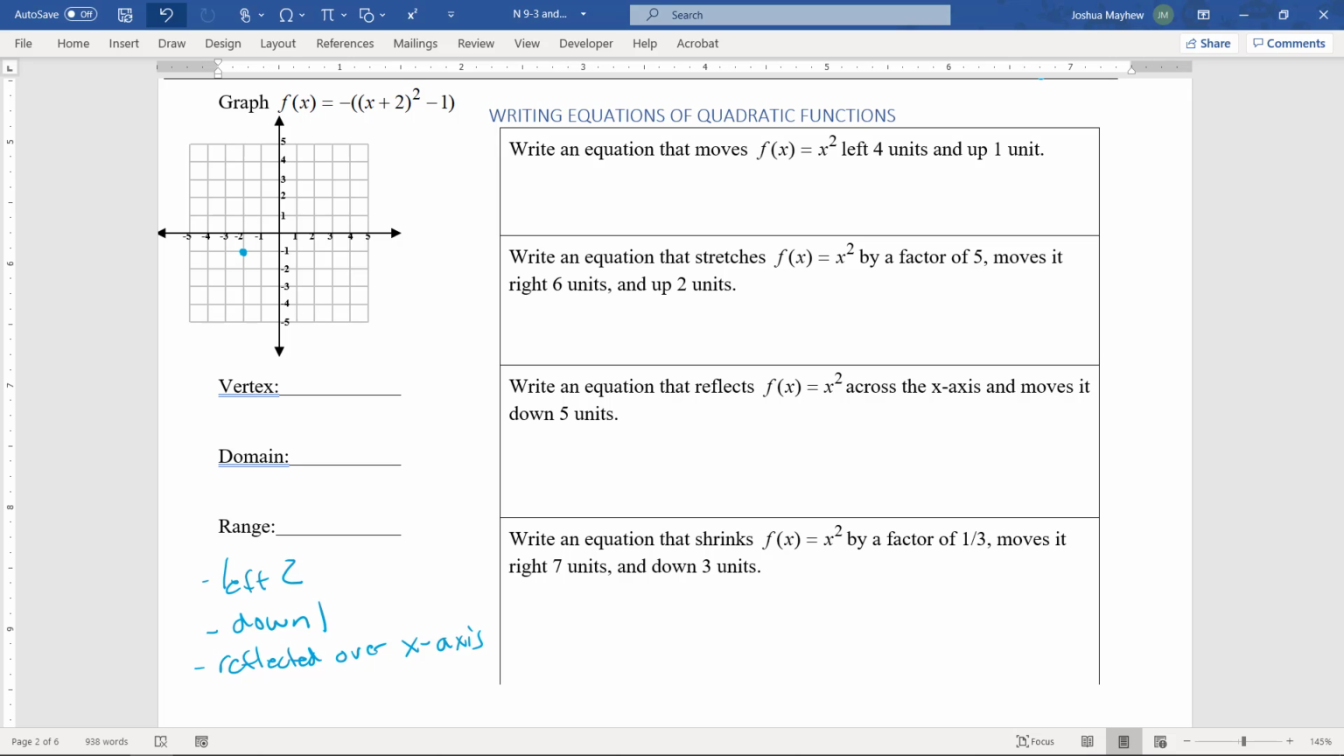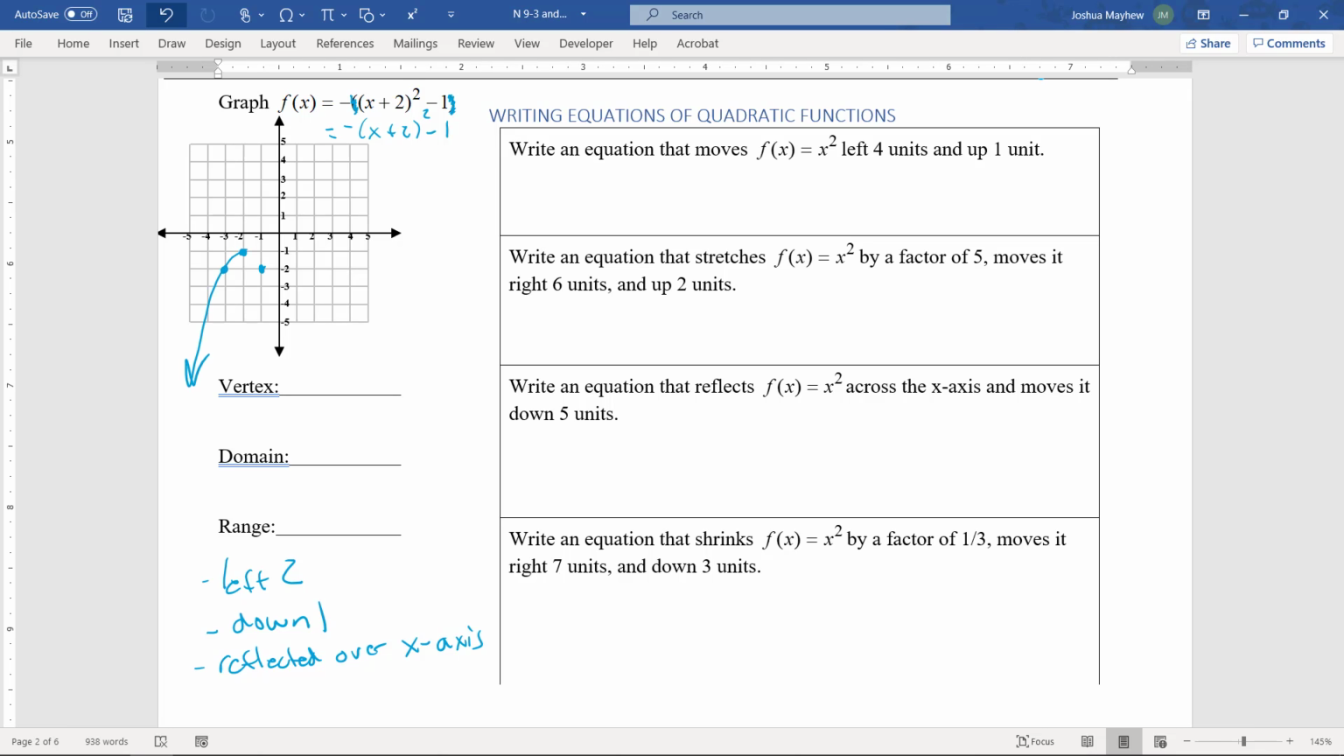Okay, and here's what I want you to do. I want you to ignore those parentheses. Those are unneeded, so really it should just be -x plus 2 squared minus 1. Then you're going to take this point 1, 1, and you're going to reflect it, and then you're going to move it left 2, down 1. Okay, you're going to take this point, you're going to reflect it, left 2, down 1.